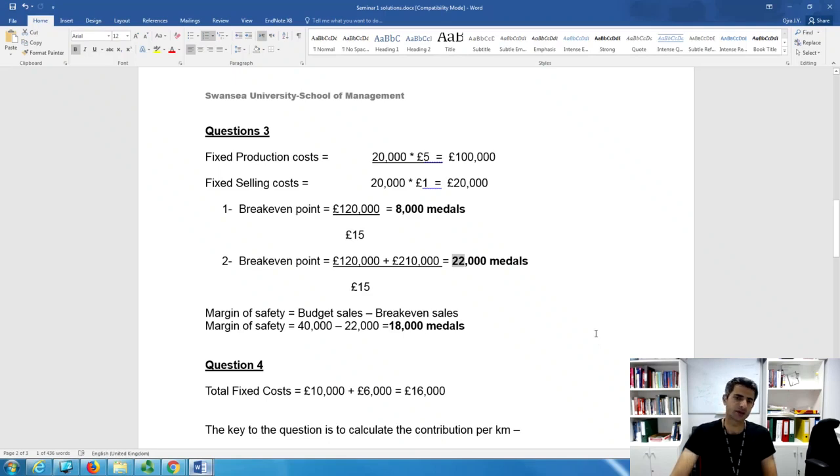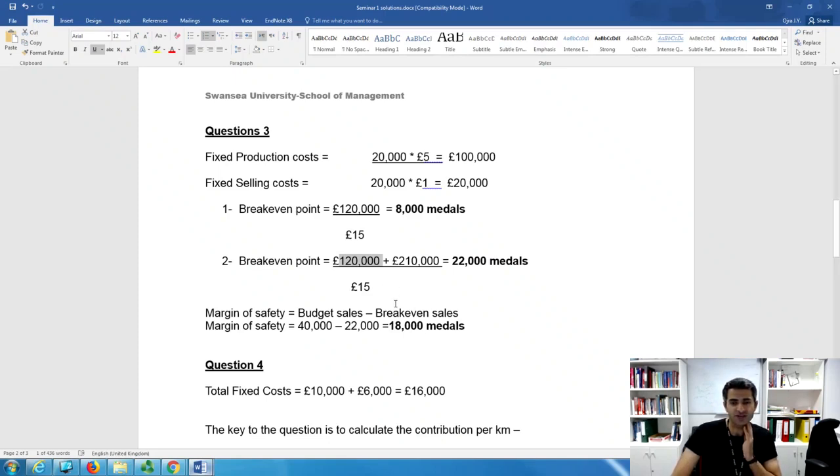Now if someone asks, why didn't we double this, because production doubled? I'm sure that's the question you're asking yourself. We do not double the £120,000 because it's fixed cost, and fixed cost is fixed cost. Regardless of whether he produces more or less, he's still paying £120,000. Remember this, please.